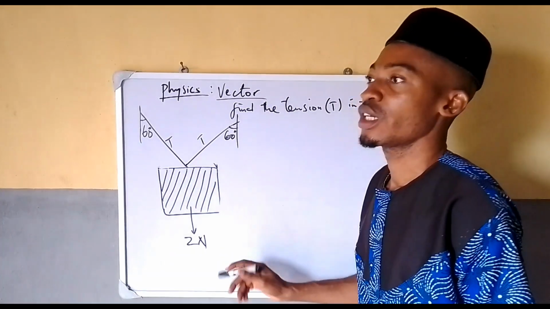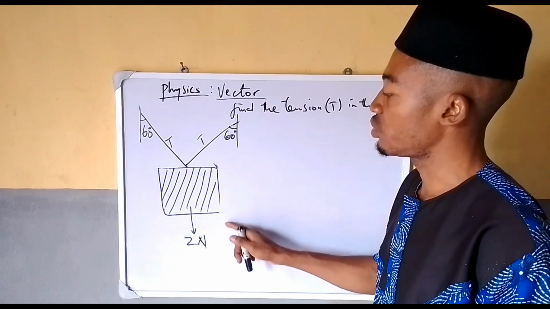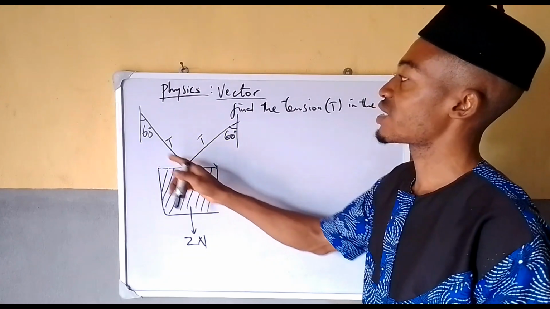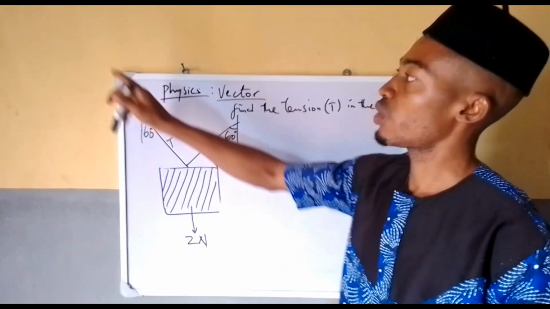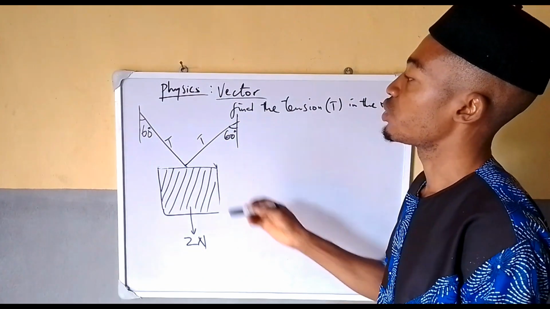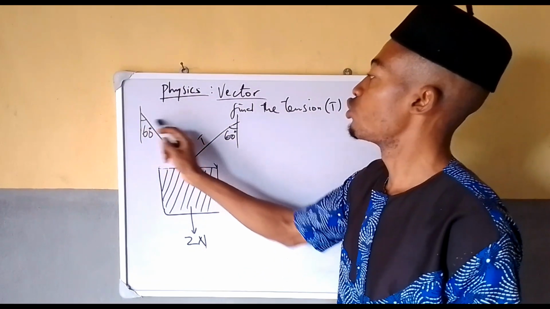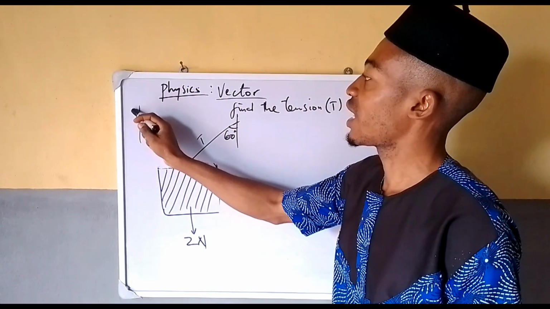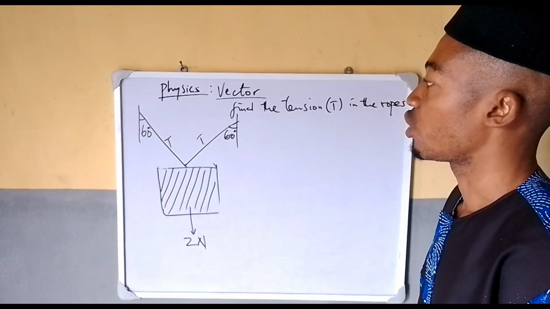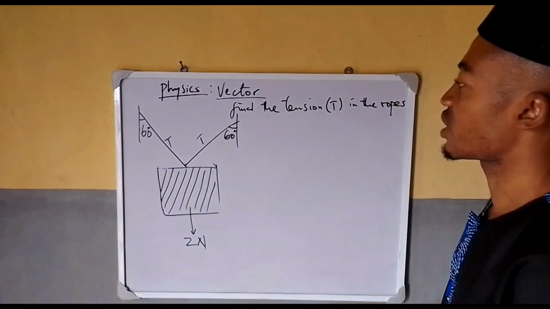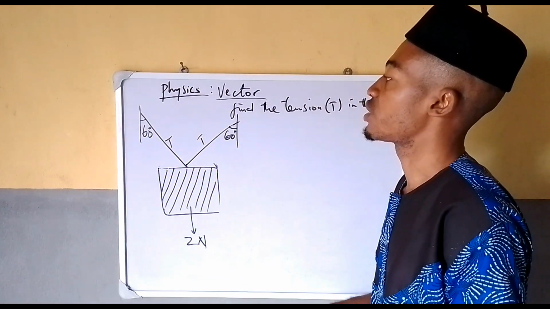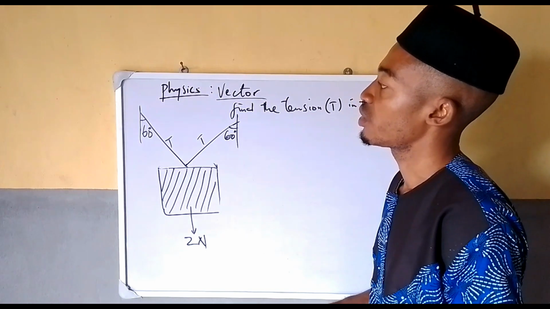A bag is hanged as shown in the diagram using two ropes. So one is tied to one side to the wall. The other is also tied to the other side of the wall. So you discover that the two ropes are inclined at an angle of 60 to the what? To the wall, which is to the vertical line, because the wall now serves as a vertical line. The two are inclined at an angle of 60 to the vertical.